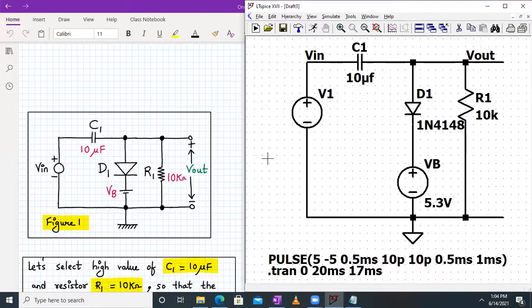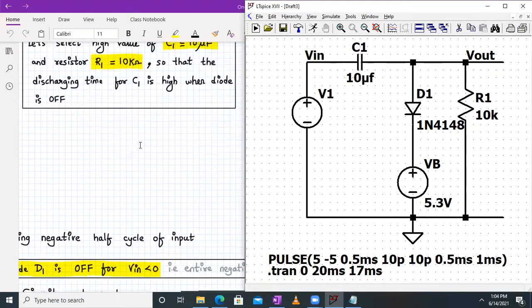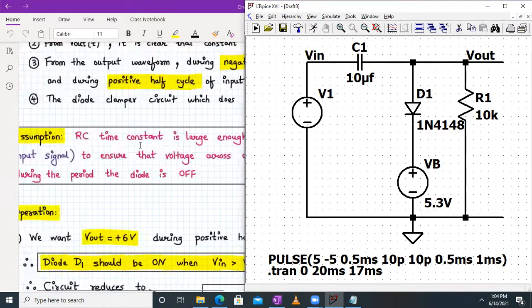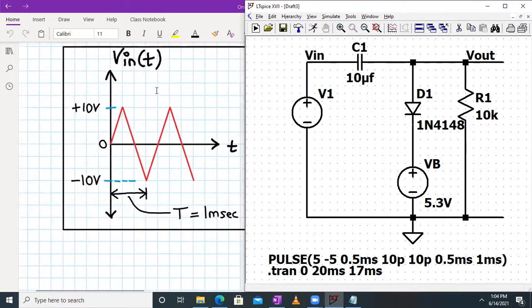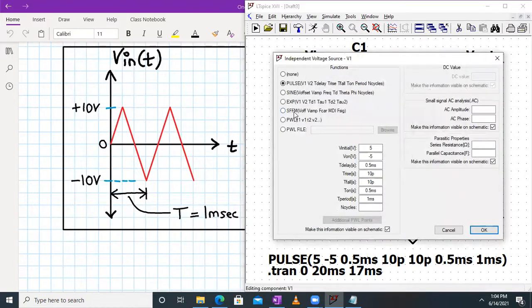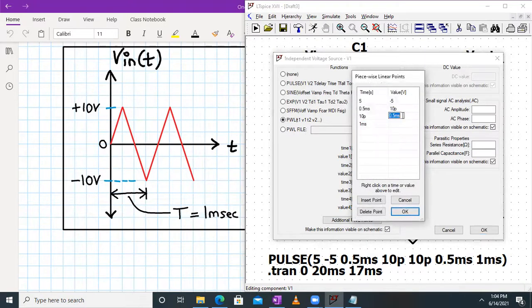But now instead of a pulse, we have to give a triangular waveform. So what happens in a triangular waveform over here? Let us observe the triangular waveform. It has to be plus 10 and minus 10, going like this. So instead of a pulse, we have to go to PWL. Okay, so we will go to PWL over here, and we have to add the points over here.